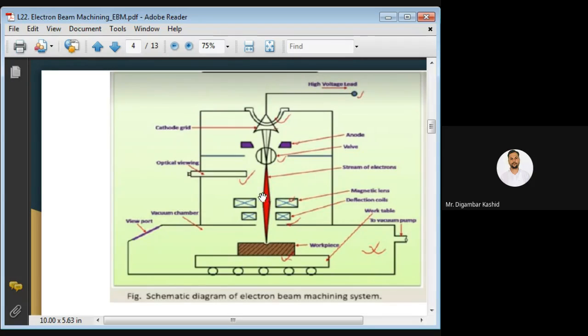After this magnetic lens, it passes through the deflection coil, and after passing through this deflection coil, it falls on the workpiece surface in a very small area. Now we have come this far. So when it falls on the workpiece surface in a very small area, because of this bombardment of high velocity electrons, it melts and vaporizes the material.